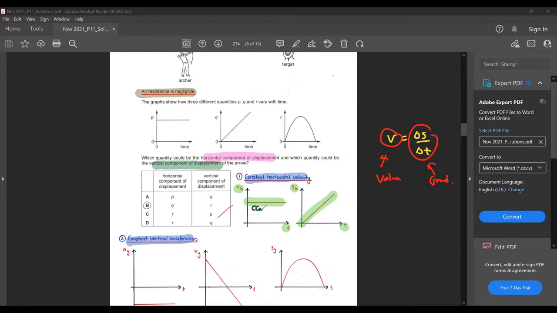This one is a constant and positive value. So this one will be a constant and positive gradient. So Sx over t would be a straight line graph passing through the origin. So from here, we know it's this one. This one is the horizontal one.